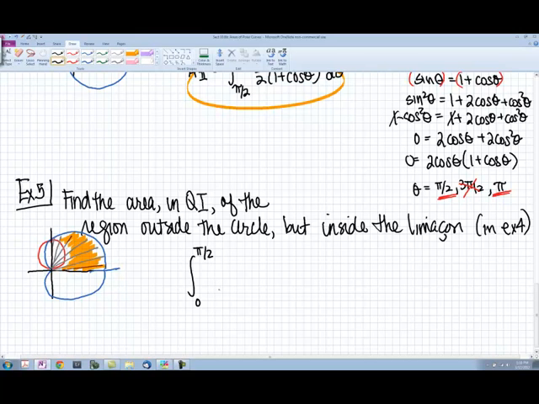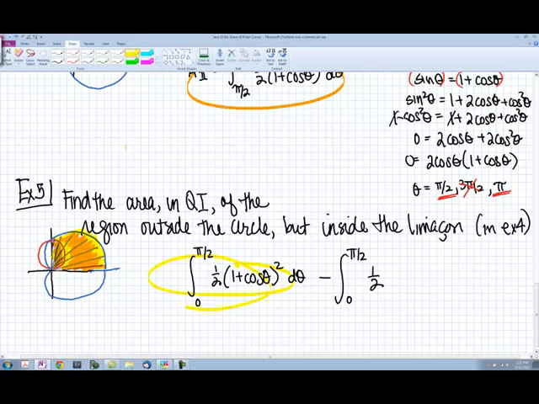So 1/2 r squared d theta minus the inside. So 0 to pi over 2, and we're subtracting this part. All of quadrant 1 minus the purple will give you the orange. So this region minus this region. So 1/2 sine squared theta d theta. And evaluate that integral, and that'll give you the area inside the limaçon, but outside the circle.